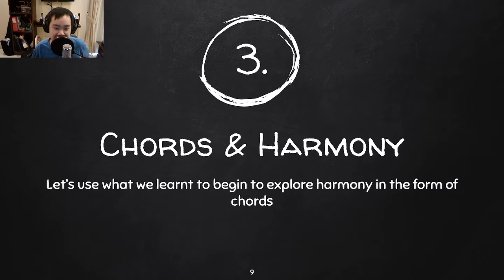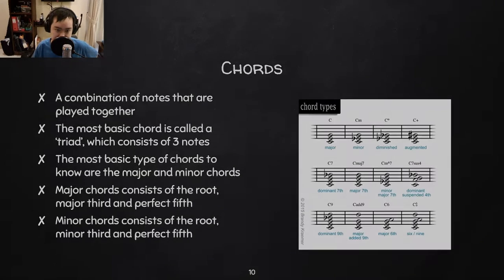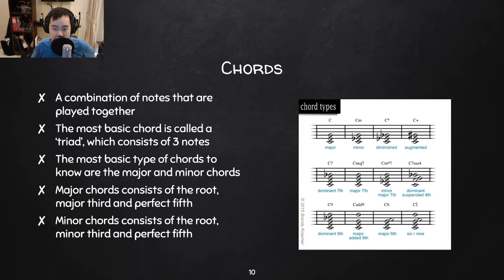Chords and harmony. So let's use what we've learned with notes, scales, keys, to begin to explore harmony in the form of chords. So what are chords? Chords are a combination of notes that are played together and generally have a certain sound to them. The most basic type of chord is called a triad, which consists of 3 notes.